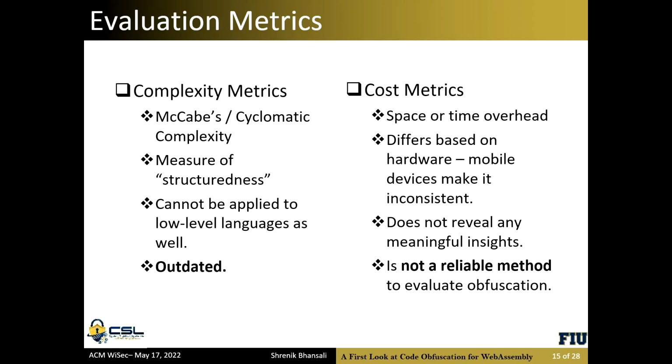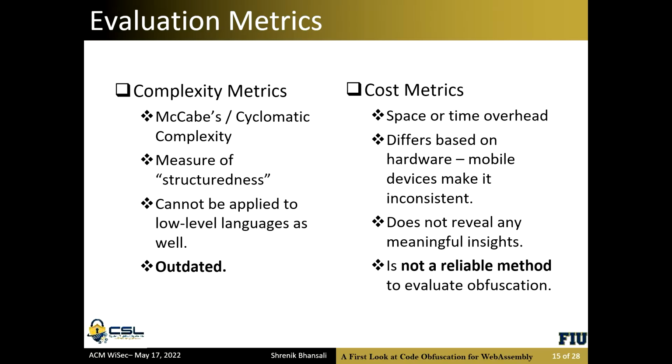The other common metric is cost metrics, which are just space and time overheads. This is very hard to use for WebAssembly since WebAssembly is very dependent on the hardware it's being run on. Using cost, like space or performance, as a metric for comparing a mobile device's cryptojack malware versus a native desktop malware isn't really realistic, since platform independence is something that WebAssembly prides itself on.